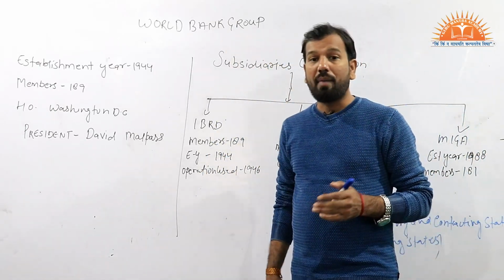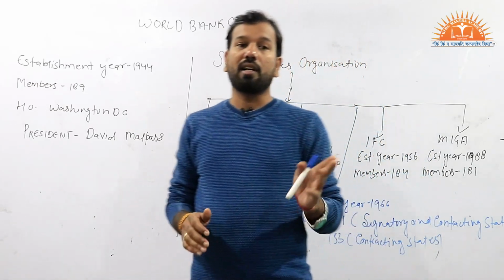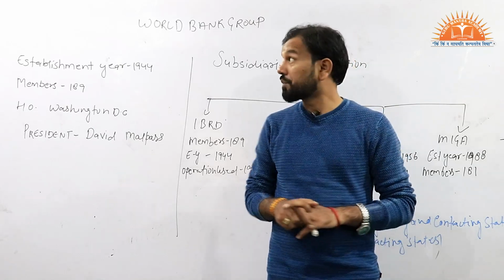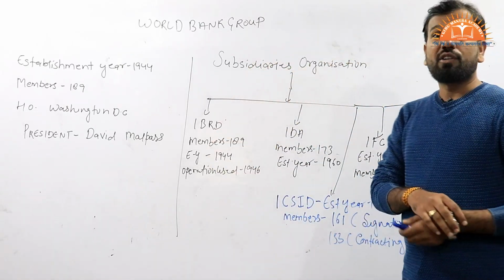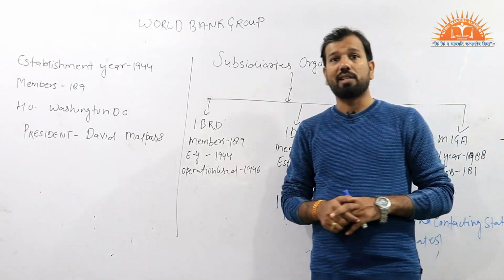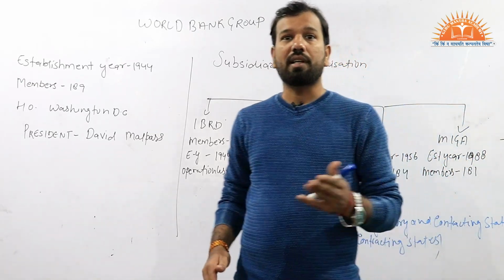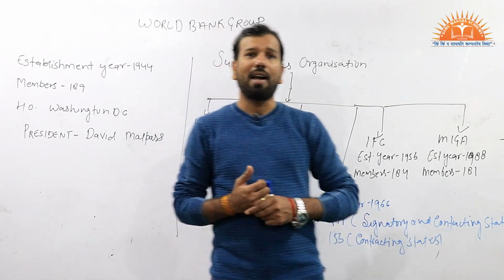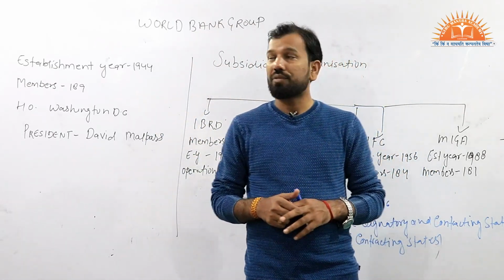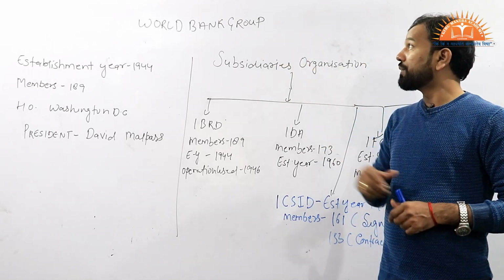As we know what happened back in the 1930s, I've already discussed this in my Great Depression and the International Monetary Fund video. We conducted one conference, the Bretton Woods Conference. We founded three organizations: first is the International Monetary Fund, second is the World Bank Group, and third is the ITO. I have already discussed the International Monetary Fund in my last video. Now today I am just starting with the World Bank Group.